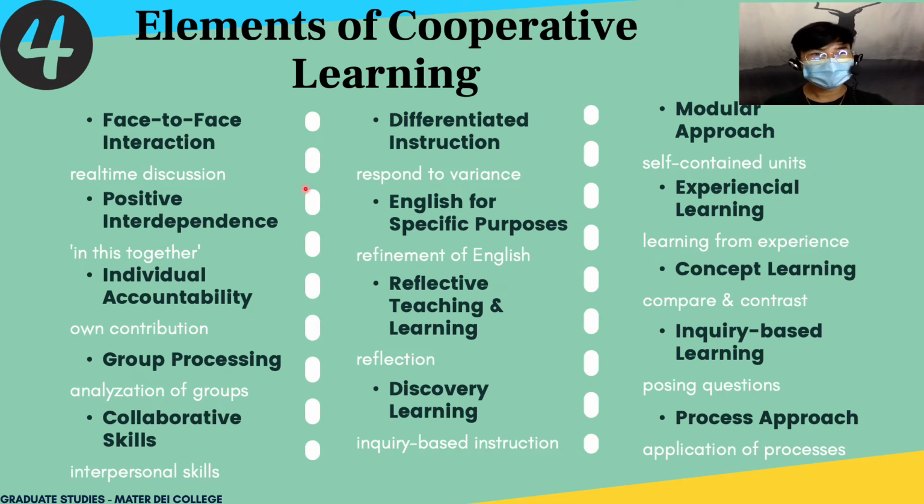Okay? And the other element is differentiated instruction. We have defined this a while ago, and this is all about responding to variance, okay? So let us just proceed to the next element, the English for specific purposes. So this is all about the thrust of this approach. It is to lend focus on the refinement of the teaching of English for a particular discipline. The clue word for this is refinement of English. Okay? Next element is the reflective teaching and learning.